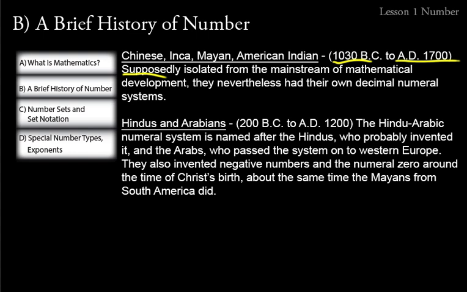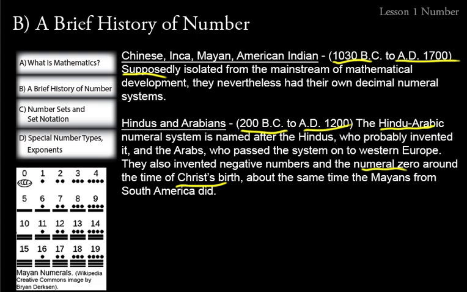And the Hindus and Arabians, 200 BC to AD 1200: the Hindu-Arabic numeral system is named after the Hindus who probably invented it and the Arabs who passed the system on to Western Europe. They also invented negative numbers and the numeral 0 around the time of Christ's birth. About the same time the Mayans from South America did. Here's an example of the Mayan numeral system where you can see that numeral 0 right there.